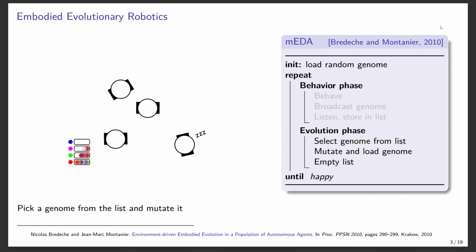At the end of the behavioral phase, once a few time steps have passed, every agent looks at all the genomes that it collected during the previous behavior phase. It then selects a new genome with some selection method, mutates it, and replaces its own genome with that new genome. If an agent doesn't collect anything, it becomes inactive until it gets new genetic material from agents passing by.